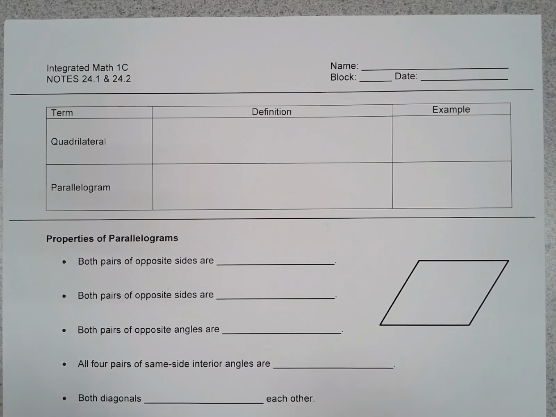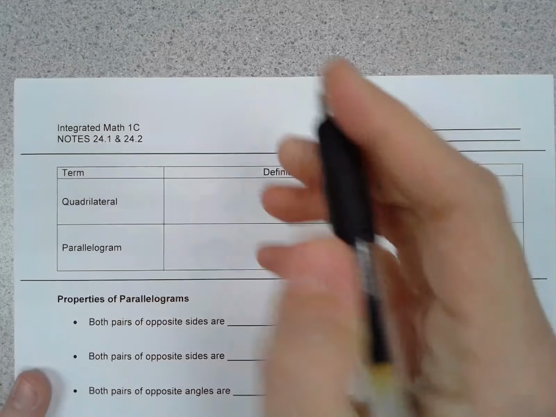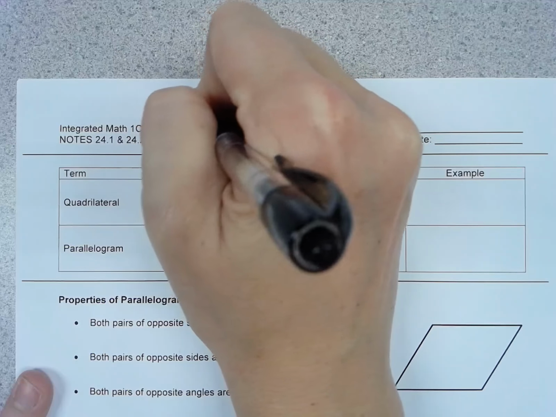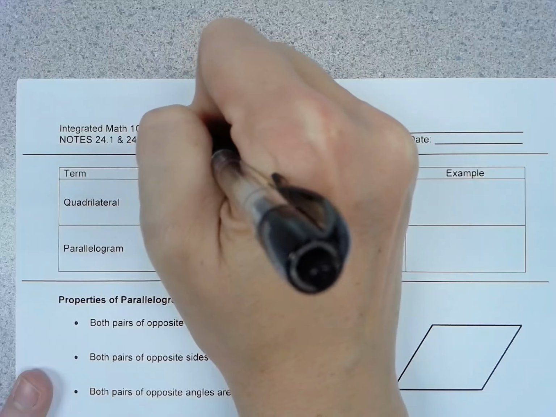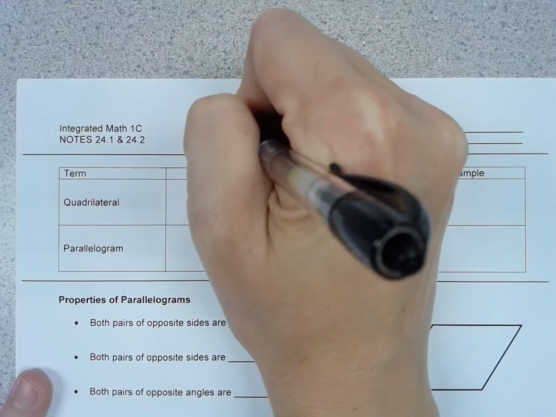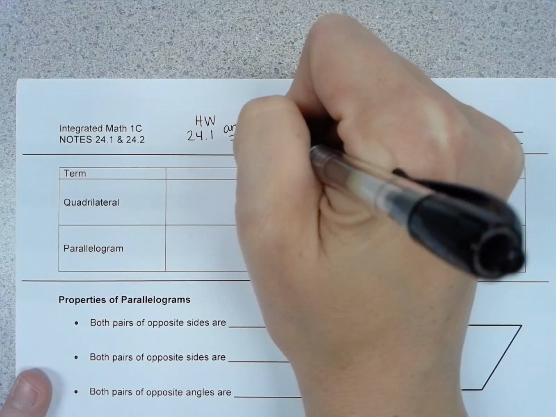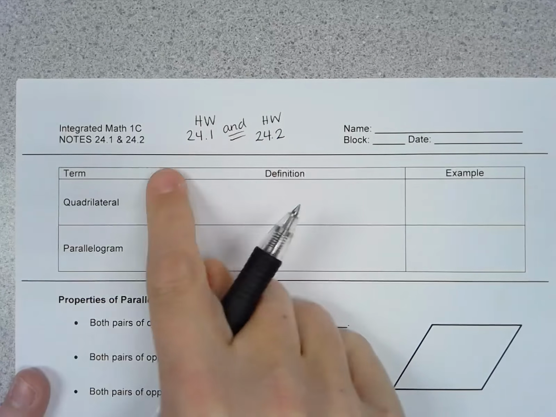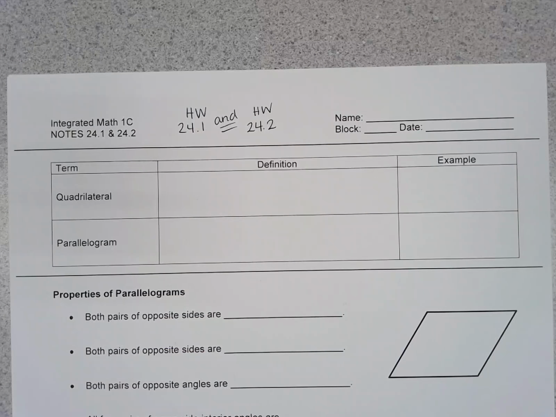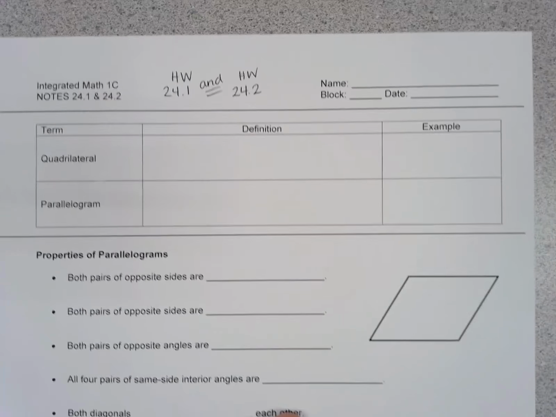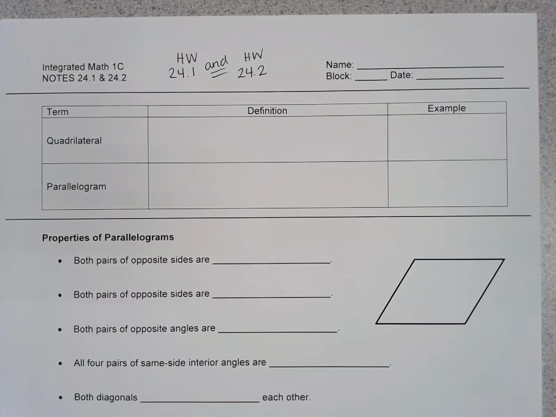So one thing that I want you to write down at the top of your notes today is that tonight when you do your homework, you have to do homework 24.1 and you have to do homework 24.2. In the computer, they're separate. Don't forget to do both of them. You can do them on the same piece of paper if you want to, but just make sure that both of them get done. So we're going to start a new section.